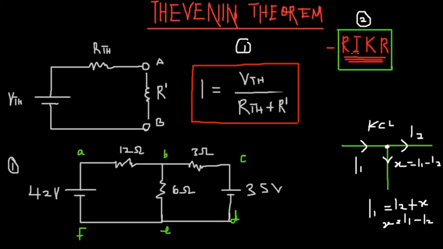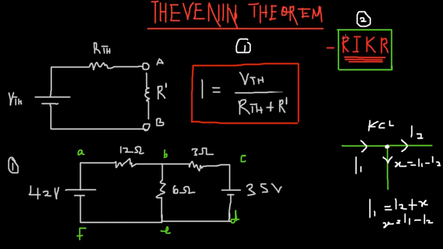RIKR. What this simply means is: the first R is remove, the I is insert, the K is Kirchhoff's law, and the last R is RTH, that's finding RTH. So you remove, you insert, you apply Kirchhoff's law, and then you find your RTH.